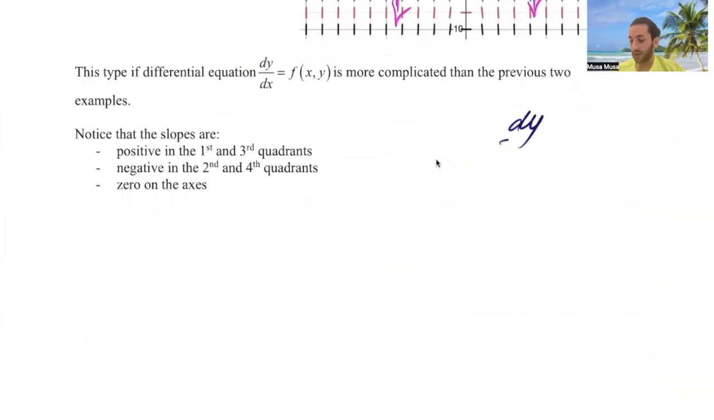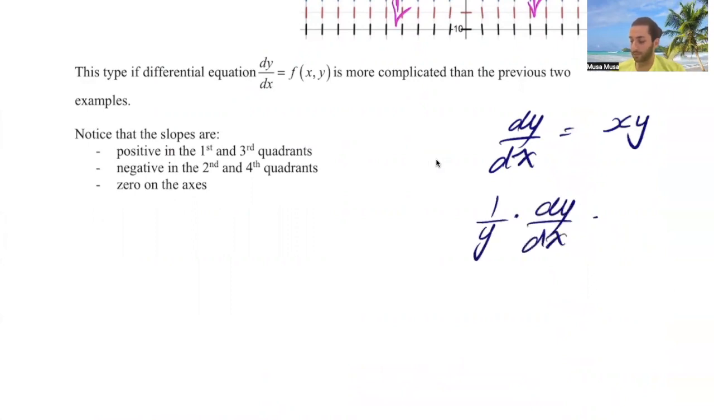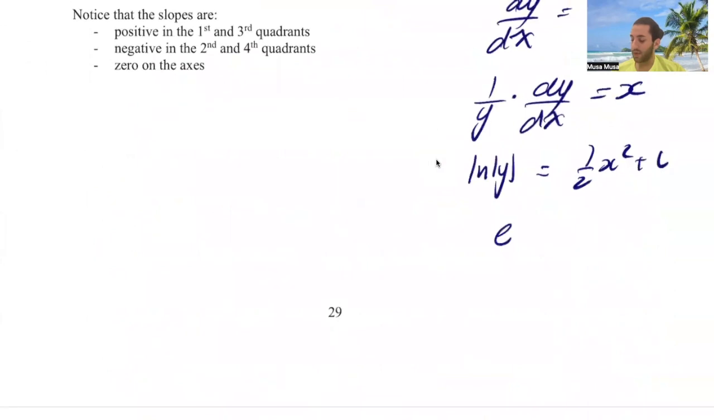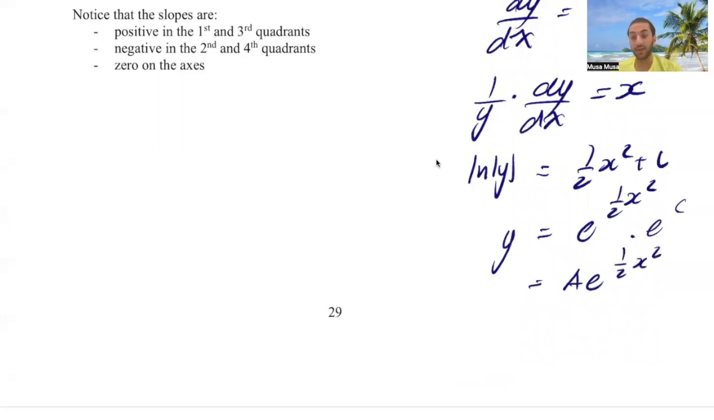dy/dx equals xy. Integrating both sides, we get ln of the absolute value of y equals a half of x squared plus c. And then y equals e to the power of a half x squared times e to the c, which is just a e to the half x squared. And you can see that in this example as well, it really does depend on the a to determine whether it's above the x-axis or below the x-axis. Very nice, very nice.